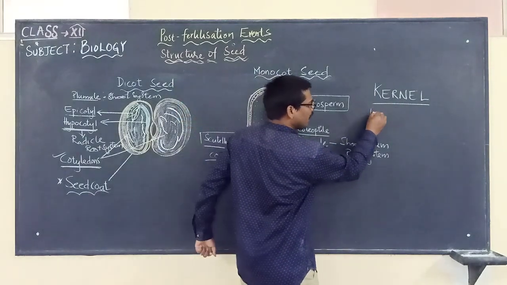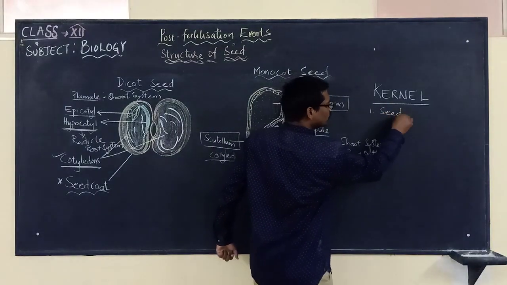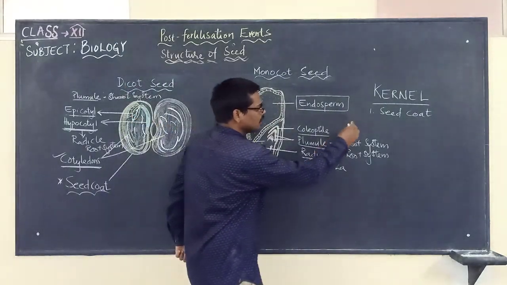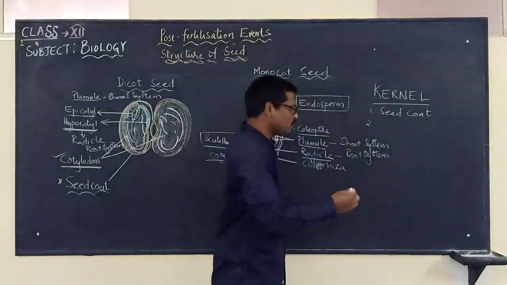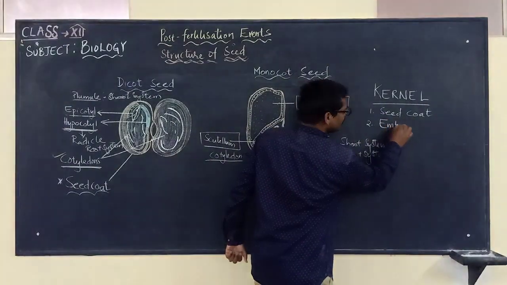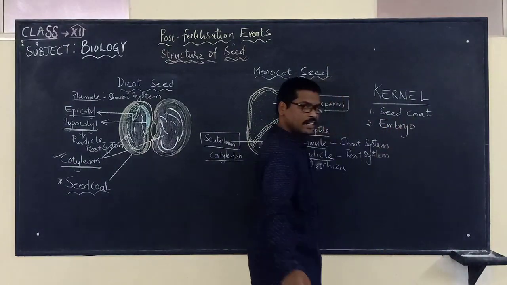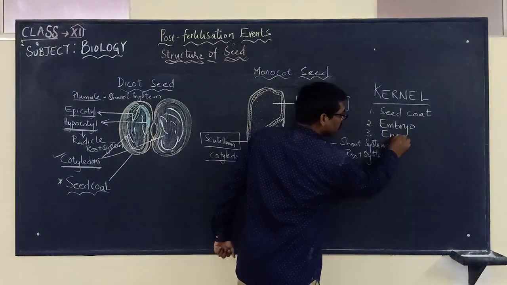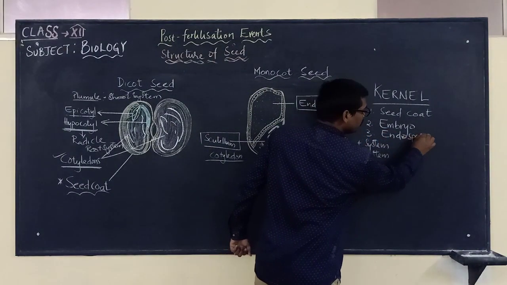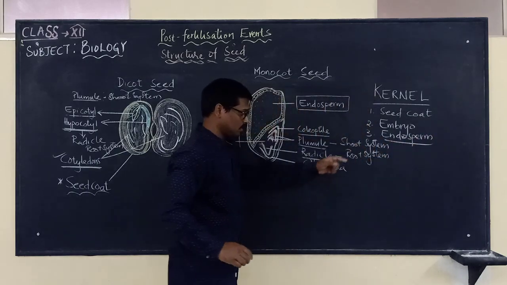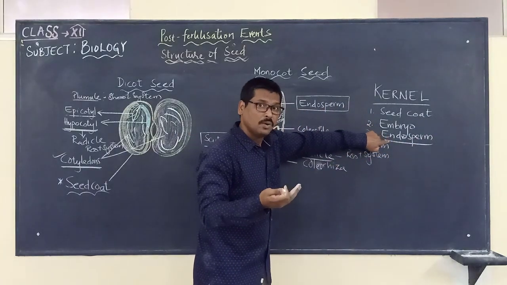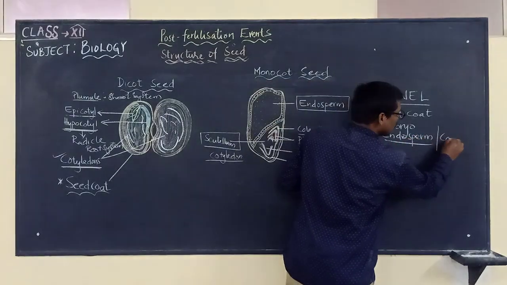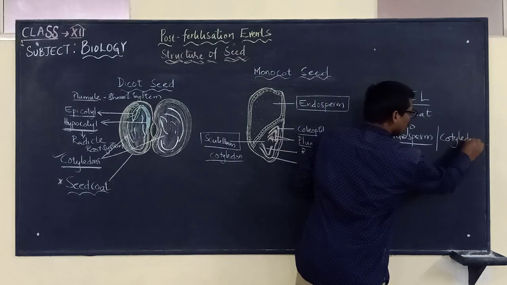So what are those parts that are enclosed in a seed? The first part, as we said here, is the seed coat. Then we will be seeing an embryo inside the seed. At the same time, we will see the endosperm. This endosperm will be absorbed and changed into what? Cotyledons.